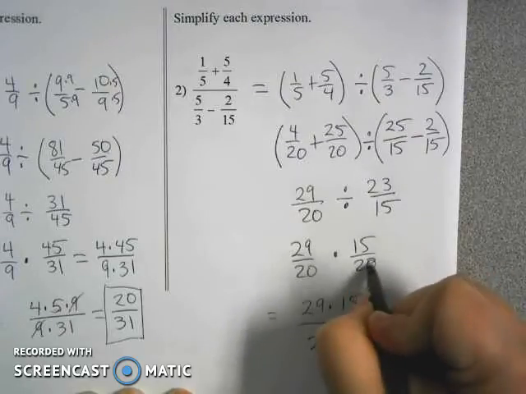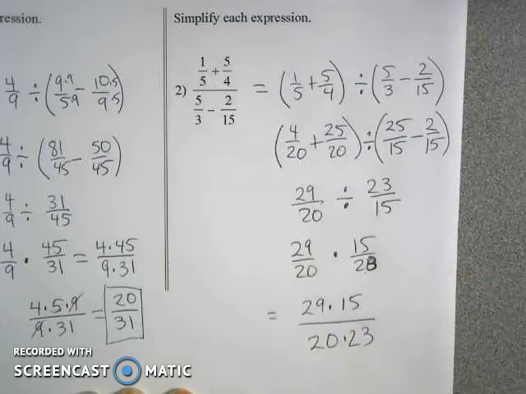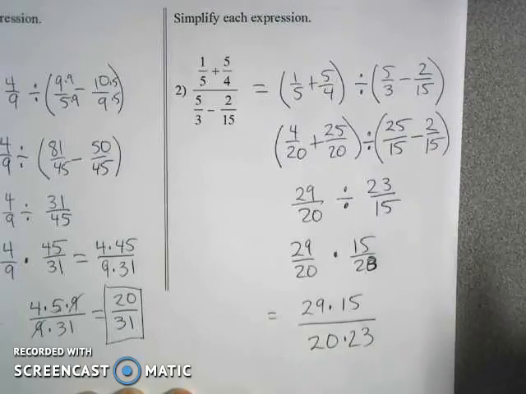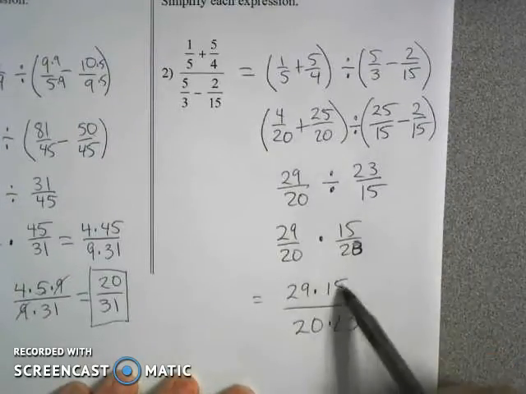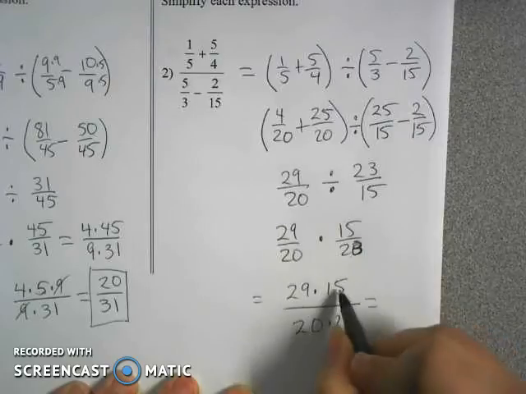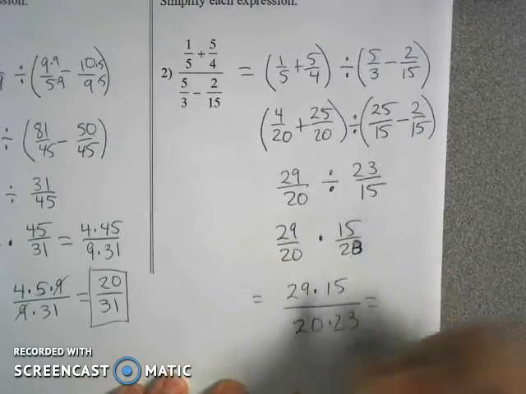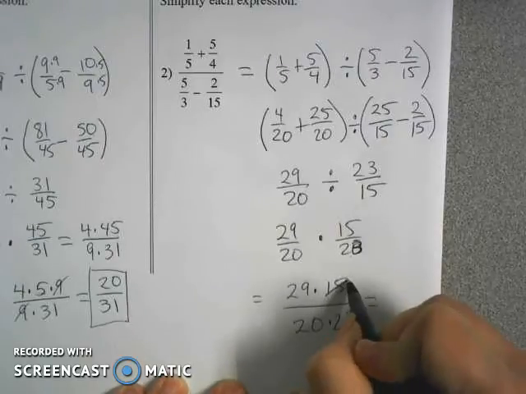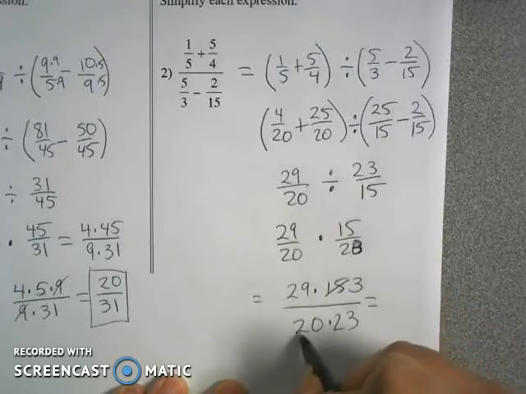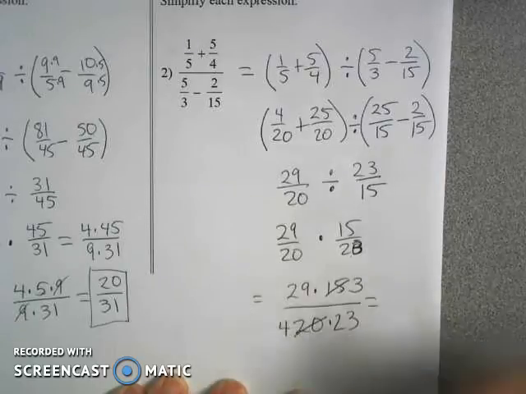And I was supposed to write a 23 here. Sorry about that confusion. Looking for a common factor, it looks to me like it's going to be 5. So if I cancel out, I'm going to just go ahead and directly cancel out the 5. If I divide a 5 from the 15, I'll have a 3. And if I divide a 5 from the 20, I'll have a 4.